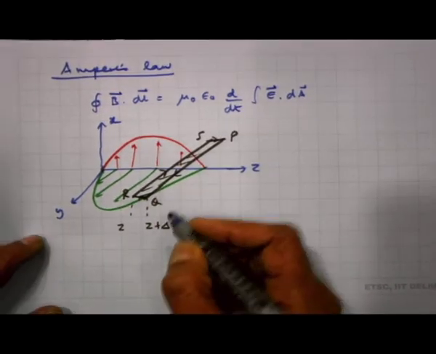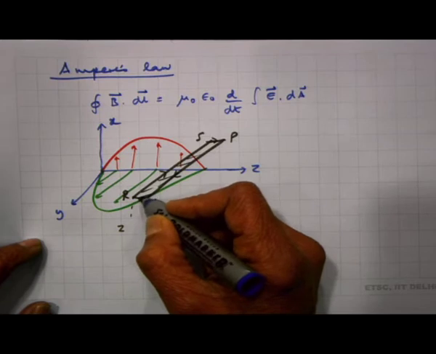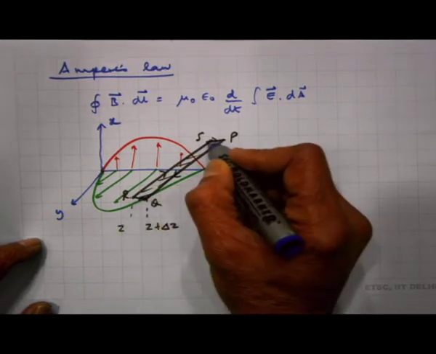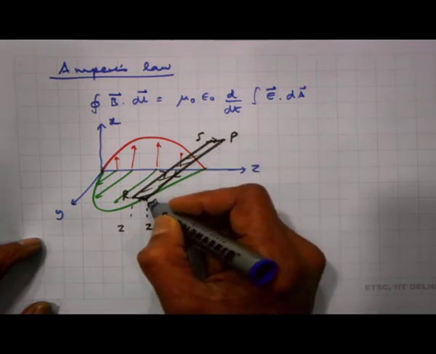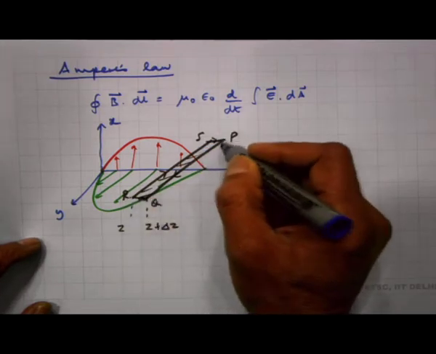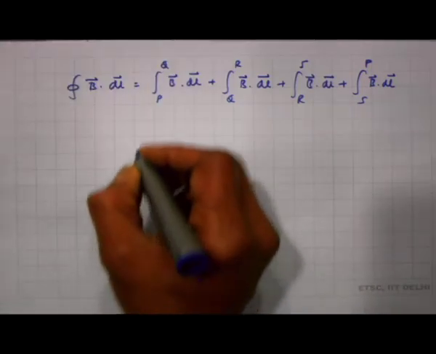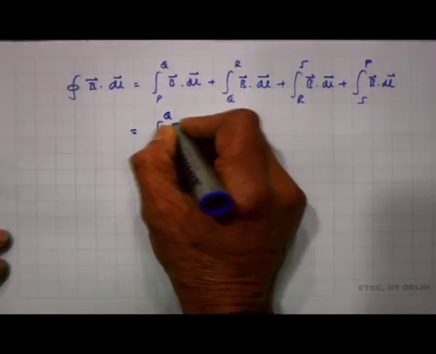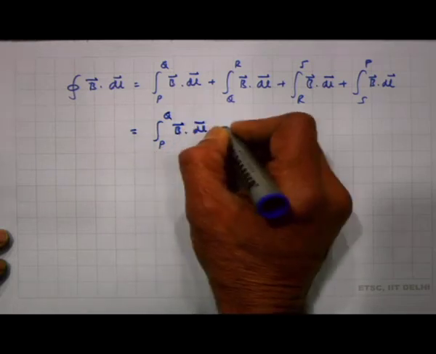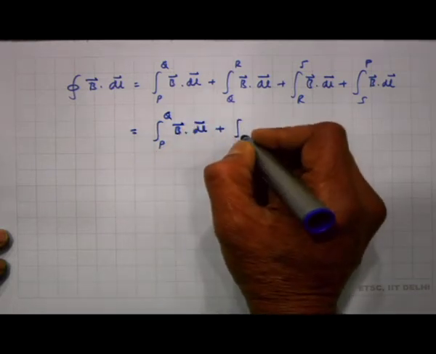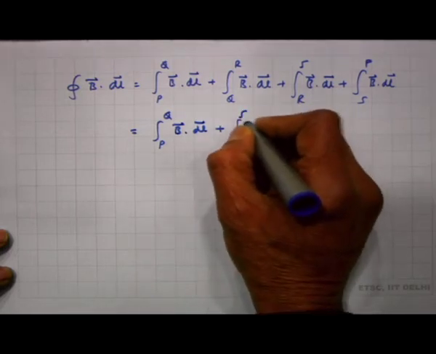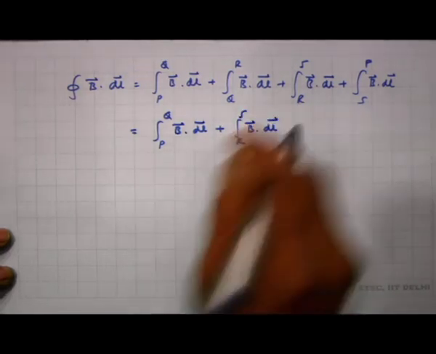Now, just like before, look here, the magnetic field is along the y direction and this line is along the z direction, and similarly this line. So, the integrals of B dot dl from Q to R and S to P are 0. So, I will simply get integral P to Q B dot dl plus integral R to S B dot dl. The remaining two integrals are 0.